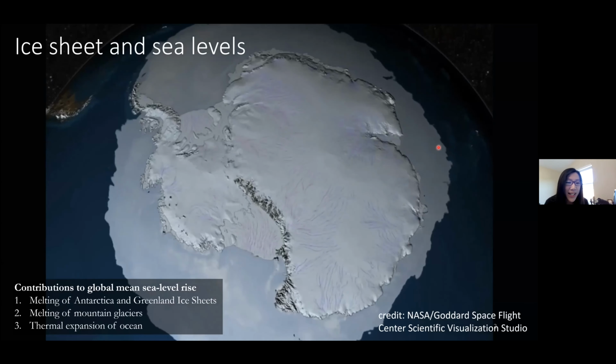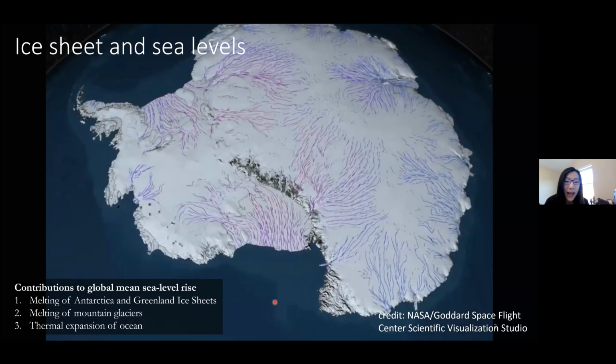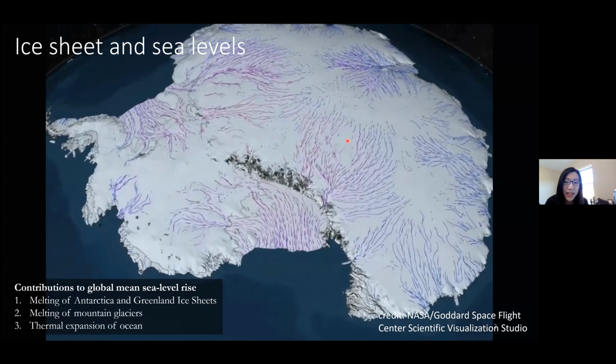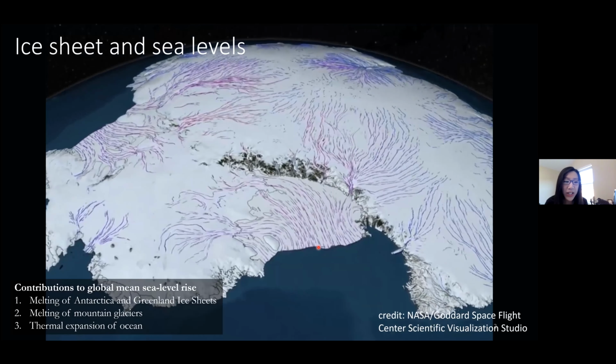This is Antarctica. It's a giant piece of ice sitting on top of bedrock. Glaciers are ice that flows viscously downslope into the ocean. Currently there are two ice sheets, the Antarctica and Greenland ice sheets. As climate warms, the melting of the two ice sheets, along with the melting of the mountain glaciers and the thermal expansion of ocean, contribute to the global mean sea level rise.